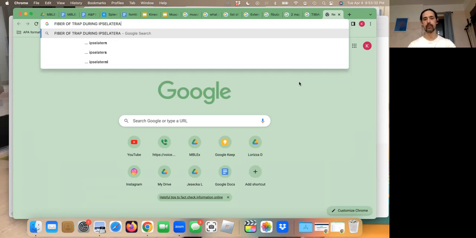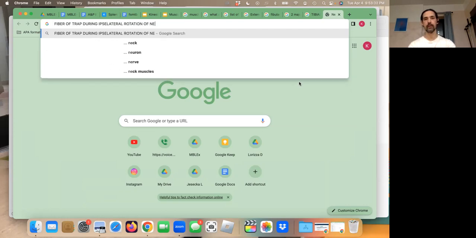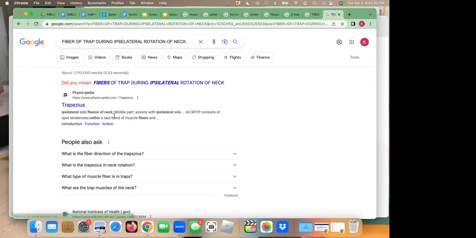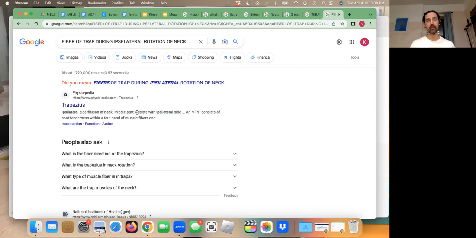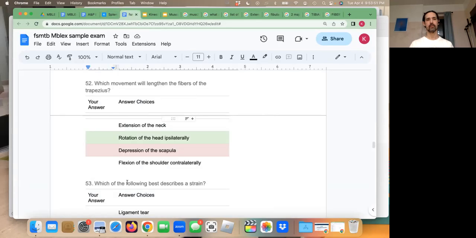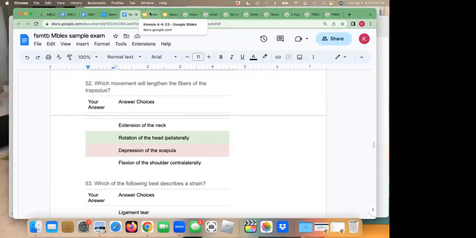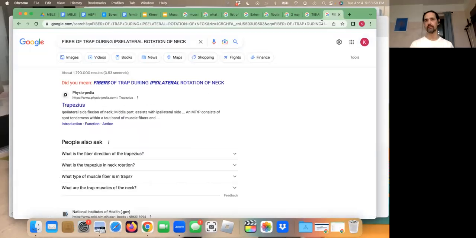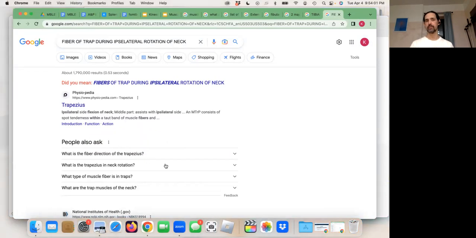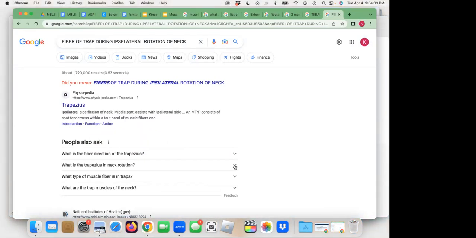During ipsilateral rotation of the neck, let's see what happens. Side flexion of the neck, ipsilateral side of the middle part assists with the ipsilateral, but that doesn't tell us what happens. It says lengthen the fibers of the trapezius, but it doesn't say upper, middle, or lower trapezius. So that's a little tricky. What is the trapezius in neck rotation?